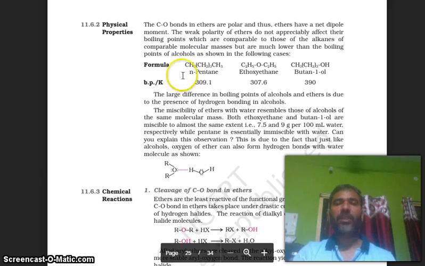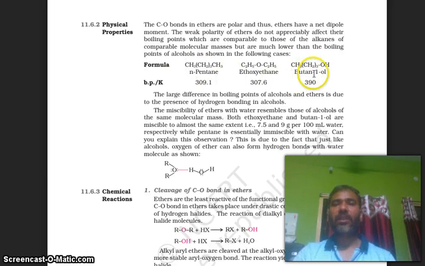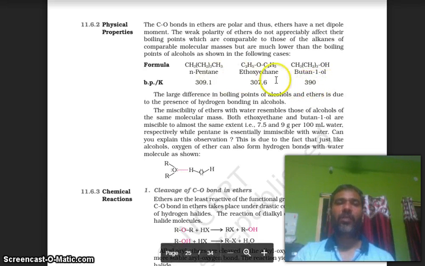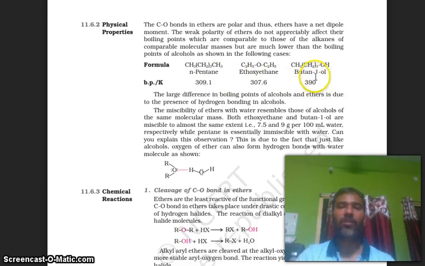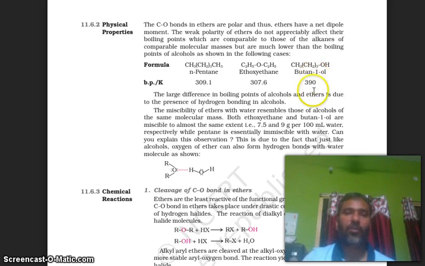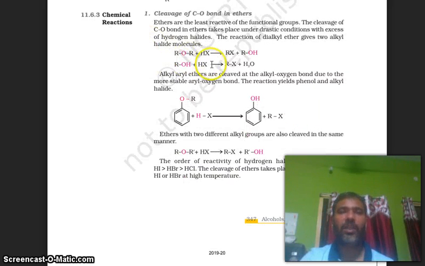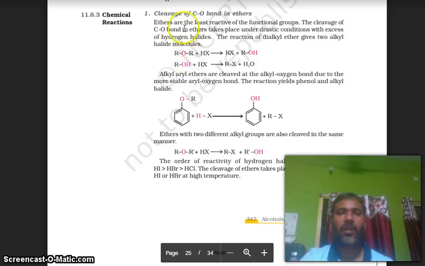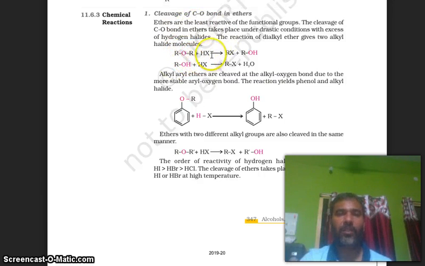Now physical properties, look here: this is alcohol, this is ether, and this is alkane. You see how much difference in boiling point due to the intermolecular hydrogen bond. Chemical reactions: you see cleavage of the C-O bond in ether, this C-O bond in the presence of acid, RX, RX. Here the C-O bond, you see formation of alcohol.